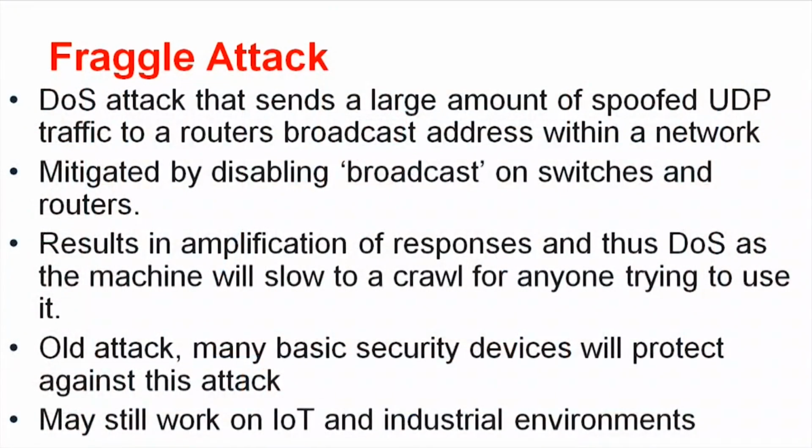A Fraggle attack is a type of denial of service attack that sends a large amount of spoofed UDP traffic. Fraggle UDP. This is a test question. It sends a large number of spoofed UDP traffic to a router's broadcast address within a network. It's mitigated by disabling broadcast on switches and routers. It results in an amplification, if successful, of responses and through denial of service, as the machine will slow to a crawl for anyone trying to use it.